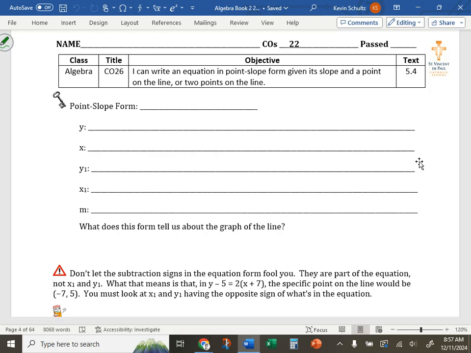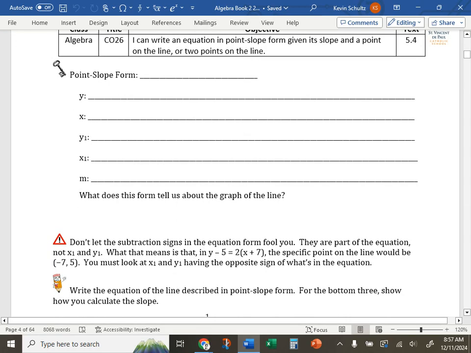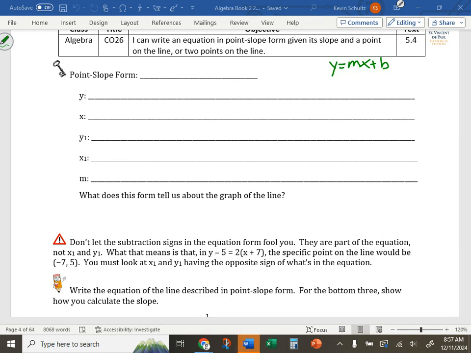Okay? So, we are going back to equations of linear functions, and the equation we've worked with the most is slope-intercept form, right? Y equals mx plus b. I'm just going to put it over here on the side so we can refer to it. And what does slope-intercept form tell us about the graph of the equation? Looking at an equation in slope-intercept form, what does it tell us about the line?